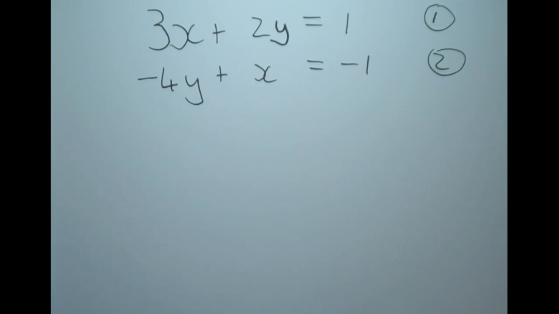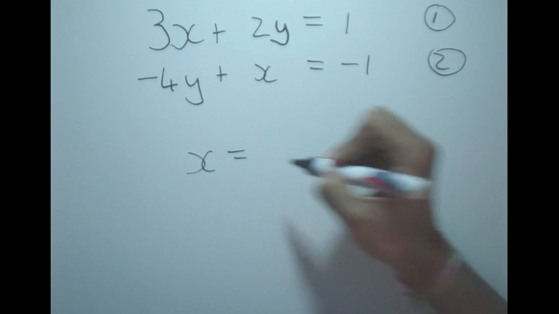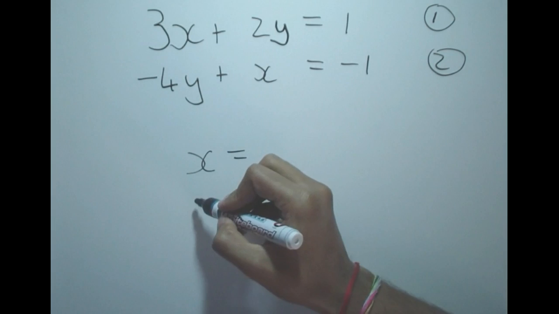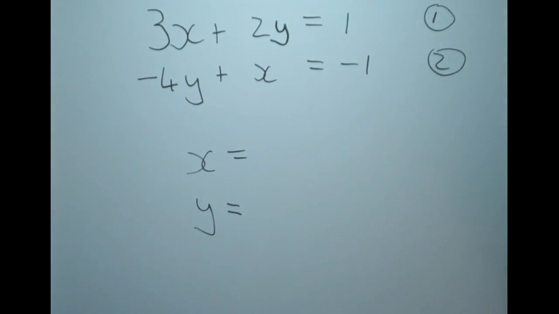Let's consider the example with 3x plus 2y equal to 1 as my first equation and minus 4y plus x is equal to minus 1 as my second equation. Now, like I said earlier, we want to get x in terms of y or y in terms of x from one of these two equations. So what I mean by that is we want to get x is equal to something with only y's in it and no x's. Or we want to get y is equal to something with only x's in it and no y's. And we need to get that from one of these two equations.